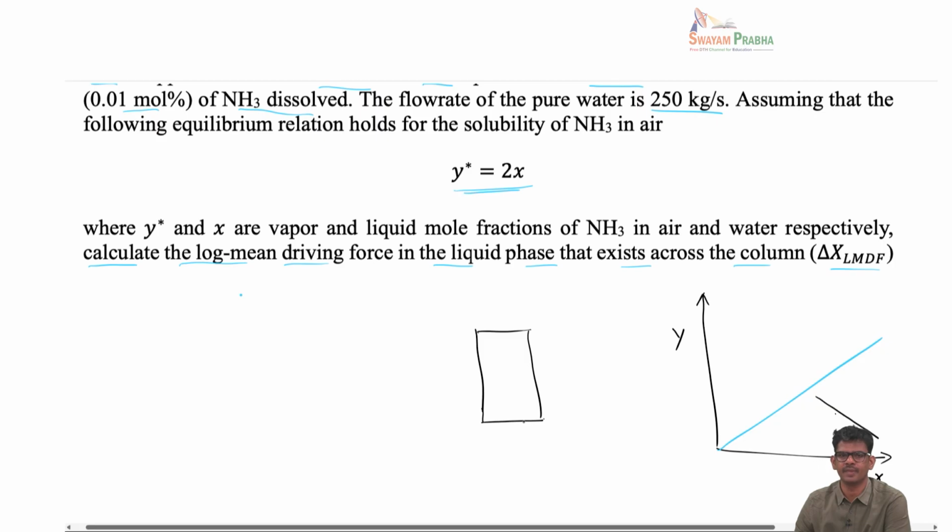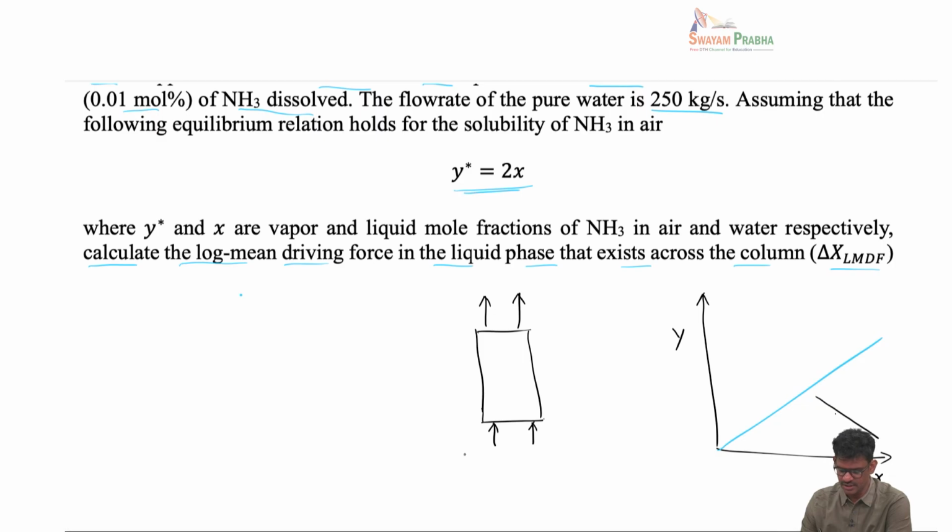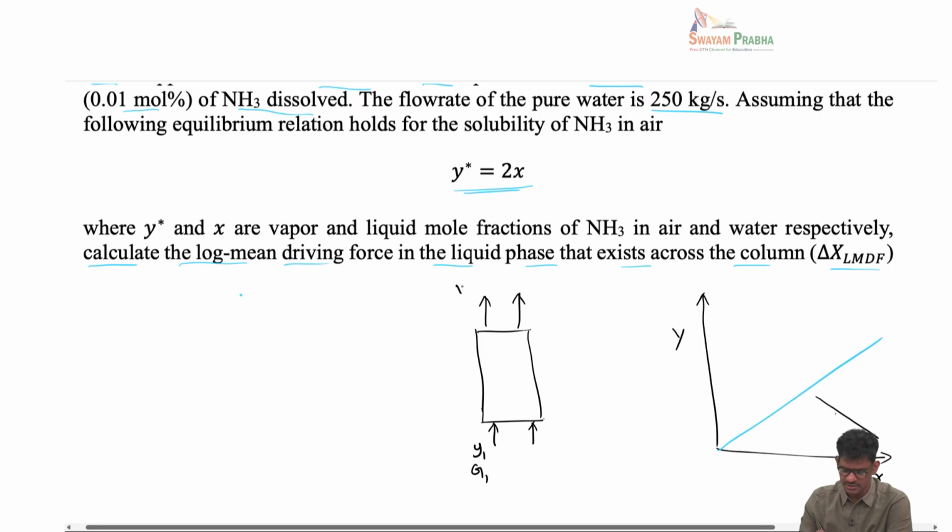The flow direction will be the same. Gas will always enter at the bottom, and here liquid is also entering at the bottom, and the liquid is going up, and the gas is also going up. So we will keep the same nomenclature like before. So this would be y1, G1, and this is y2, G2, this is L2, x2, this is L1 and x1.